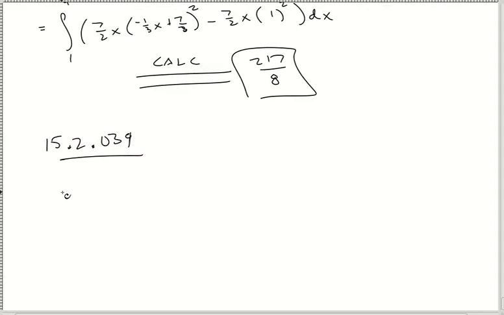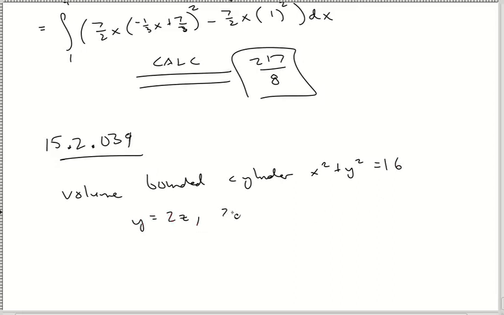So the next one. This one's a three-dimensional problem. Volume, we're bounded by the cylinder x squared plus y squared is equal to 16, and then also y equals 2z, x equals 0, z equals 0. And then they want to keep it in the first octant.